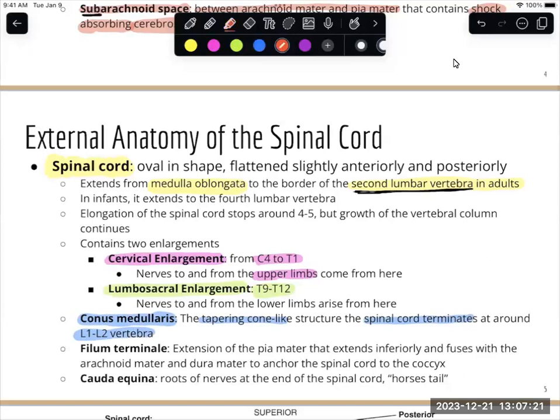An extension down of the spinal meninges is this filum terminale. This filum terminale helps to anchor that spinal cord to the coccyx.